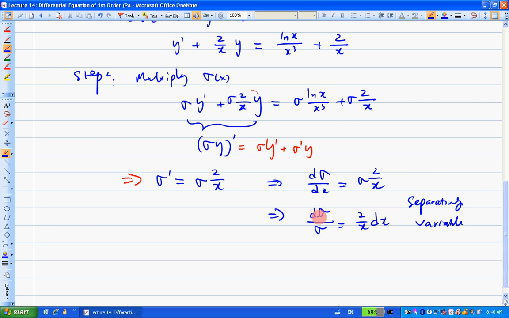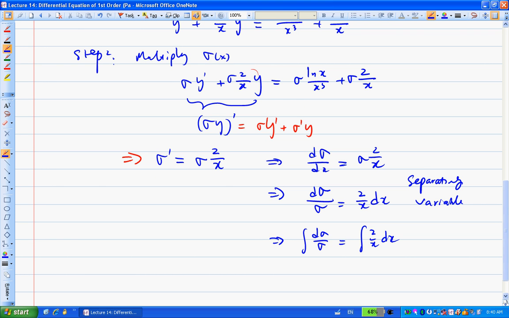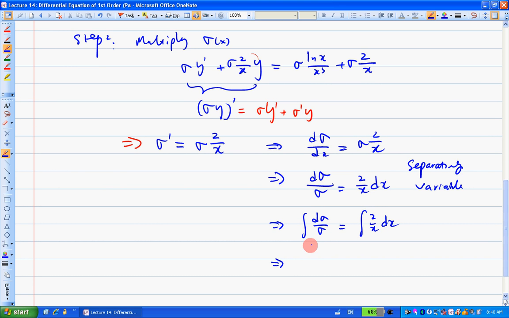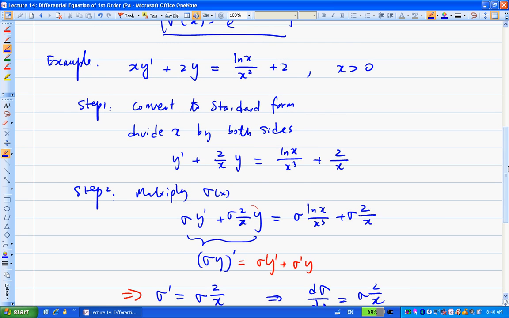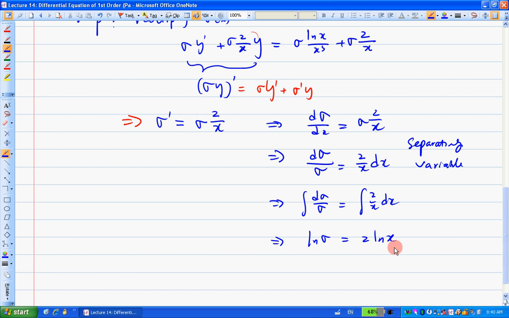Then integrate both sides. This side is integration with respect to sigma. The other side is integration with respect to x. And so that gives us ln sigma equal to 2 ln x. The question itself specifically said x is greater than 0, so you don't have to put an absolute value sign in here.